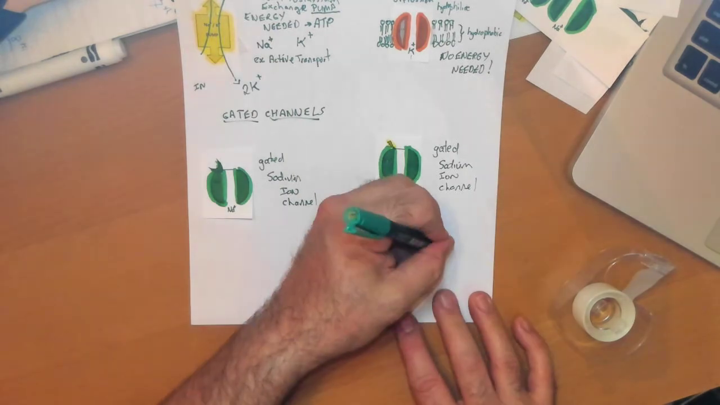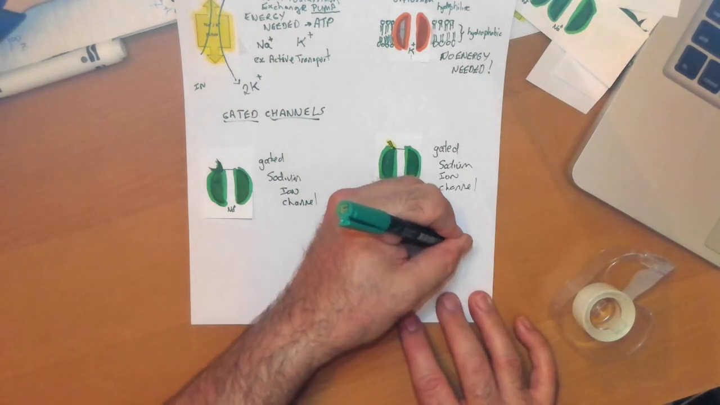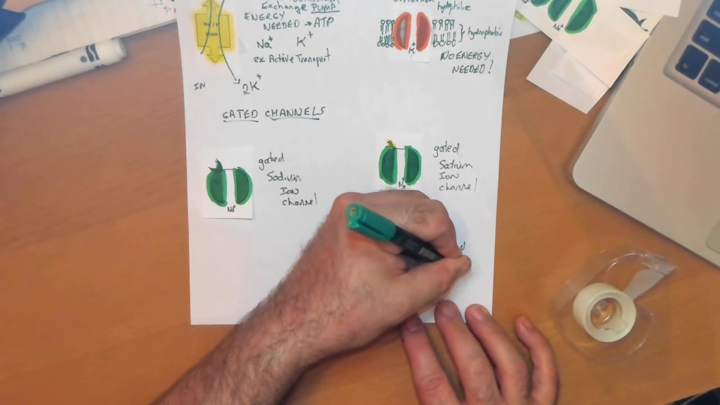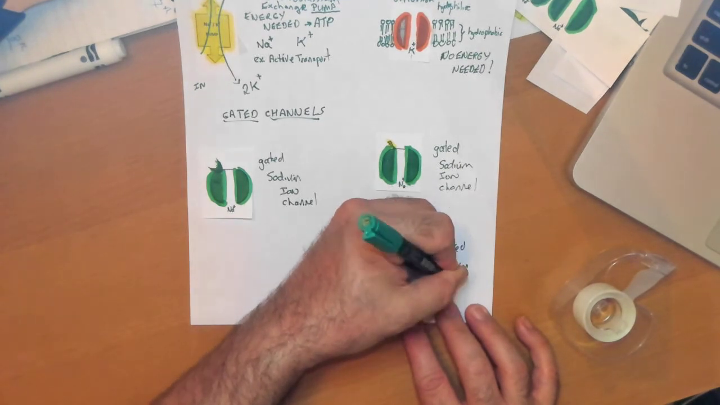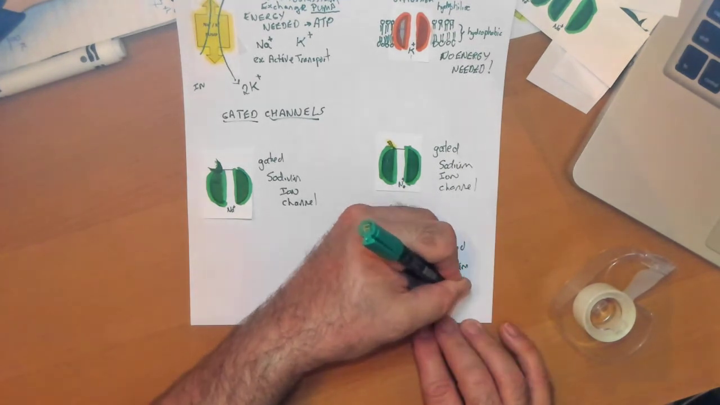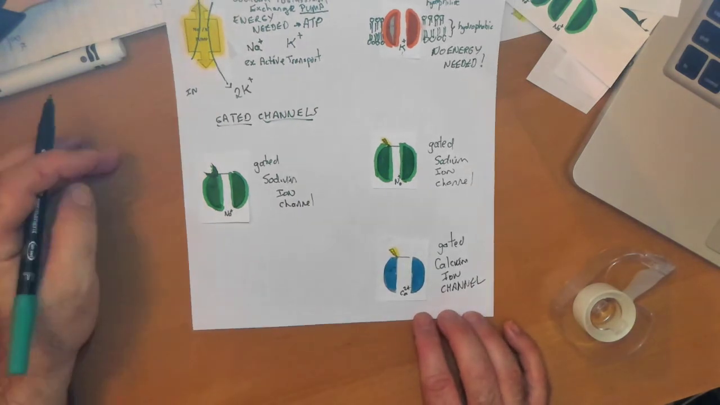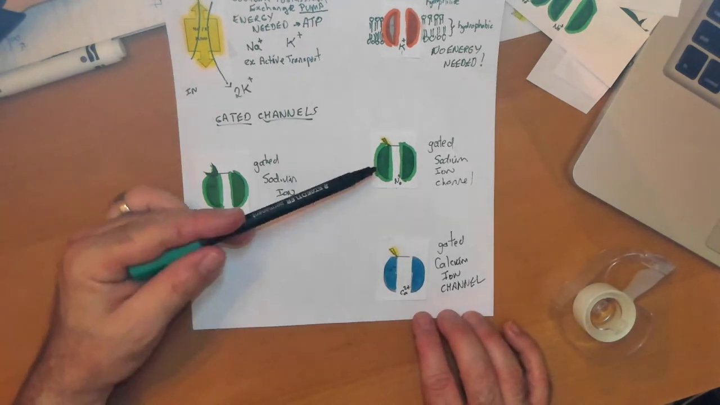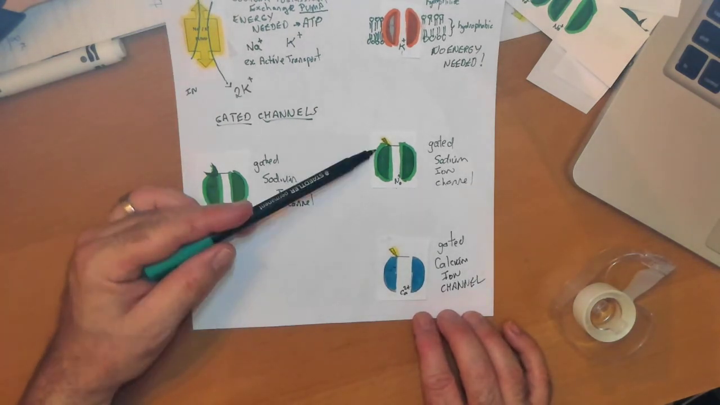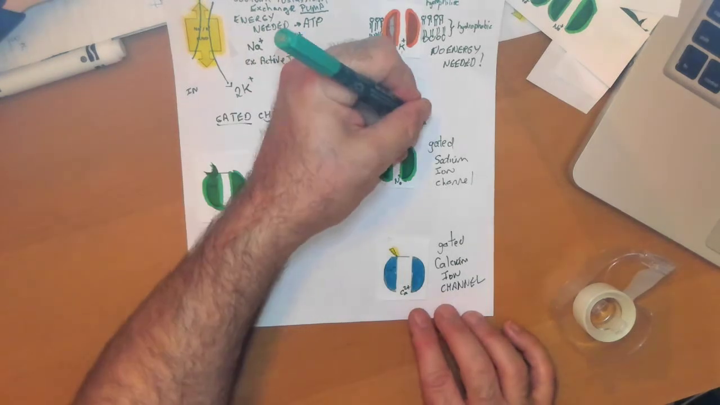Where this is a gated calcium ion channel. So the two on the right are gated in the same way. There's a little lightning bolt, which means these are called voltage gated.